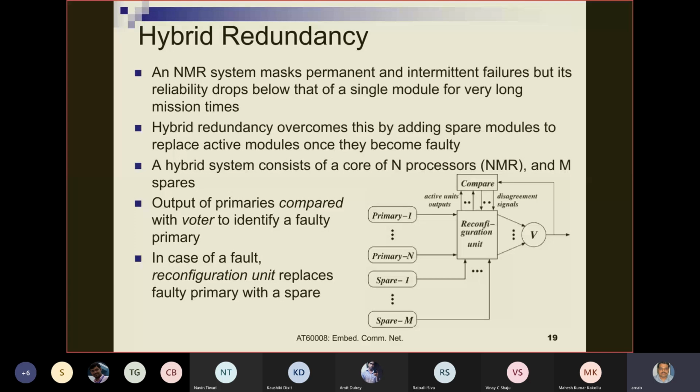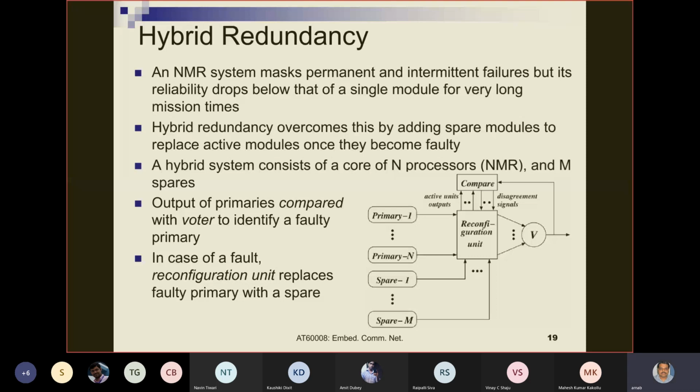And this is what we were saying. So a hybrid module consists of a core of N processors and M spares. So now instead of an active, we have a hybrid system. It's not only dynamic where we have only one active and the other spares. We have N processors, like in an N modular system, along with M spares. So now what happens? The output of the primaries are compared with the voter to identify a faulty primary. In case of a fault, the reconfiguration unit replaces the faulty primary with a spare.